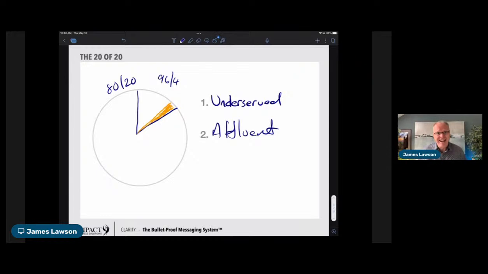So if you don't have clarity around that, and if you don't know who you're serving or why, then how are you going to construct messaging around this? How are you going to construct a message? So that's the first thing.